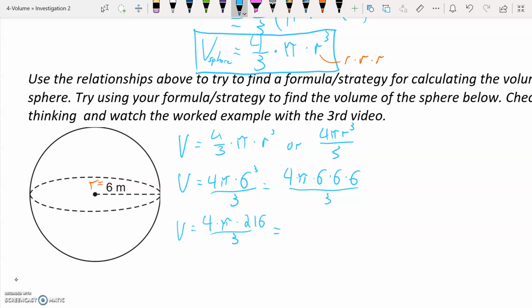Okay, so you end up doing 4 times 3.14 times 216. That is equal to 2712.96. So I have to divide by 3. And we get 904.32 cubic meters.